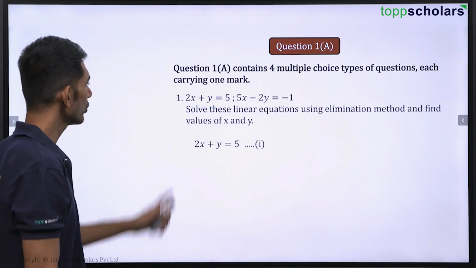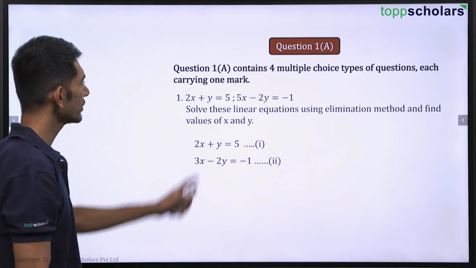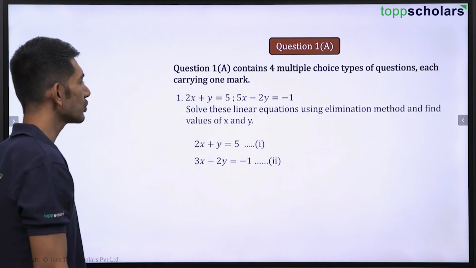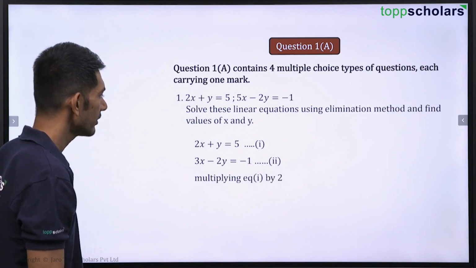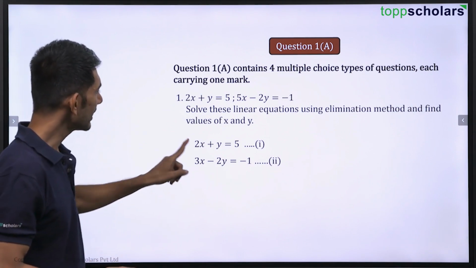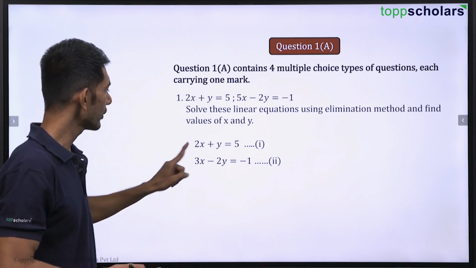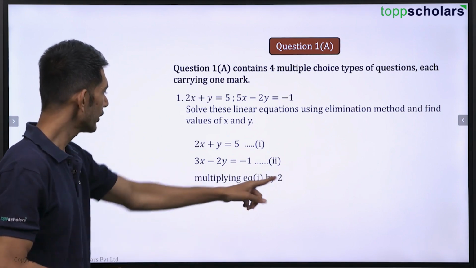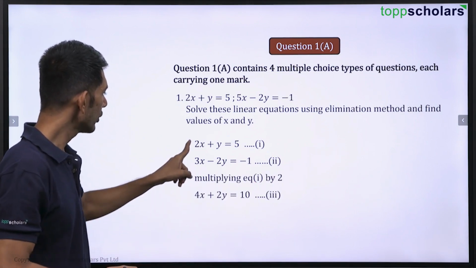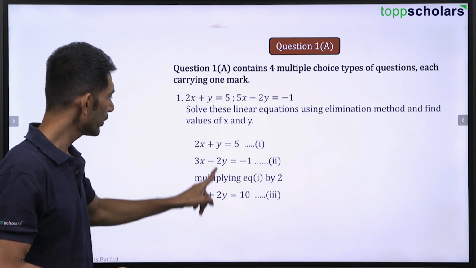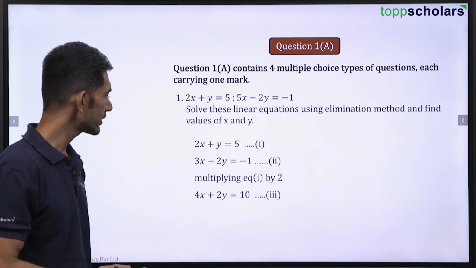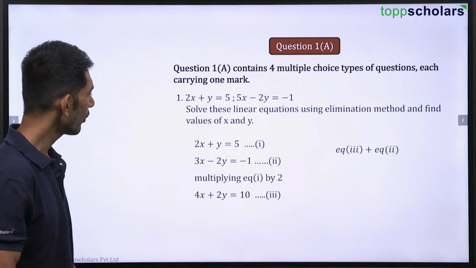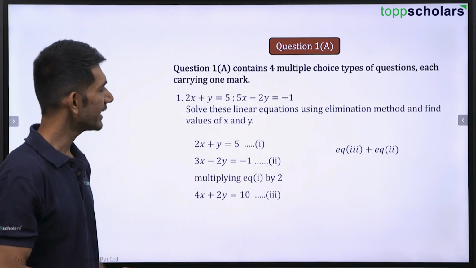Okay. So 2x plus y is equal to 5 is the first equation, and then 3x minus 2y is equal to minus 1 is the second equation. So now what you can do is you can multiply the first equation by 2, right? You can multiply this first equation by 2. So here you will get 2 into 2, that is 4, 2 into 1 is 2, 5 into 2 is 10, that is your equation 3. Now what you will do, you will add equation 3 and equation 2.